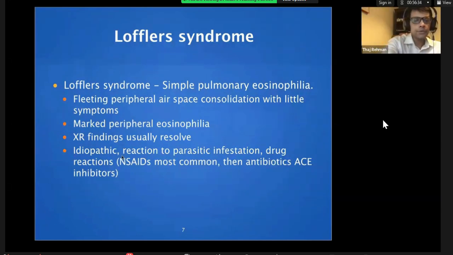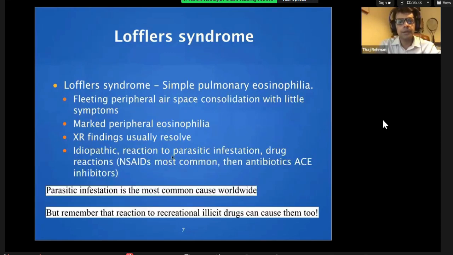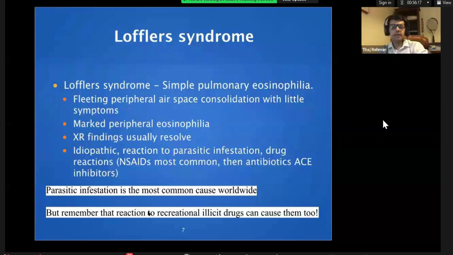So parasitic infestation is the most common cause of Loeffler syndrome worldwide. But remember that these kinds of appearances can be drug related, and recreational illicit drugs can cause them too.